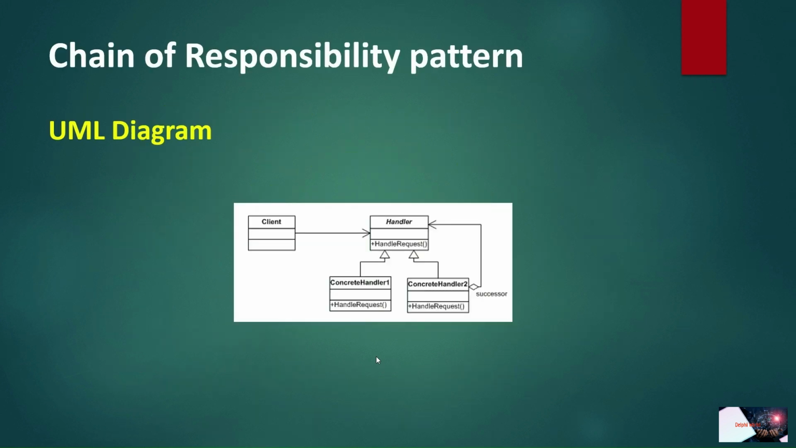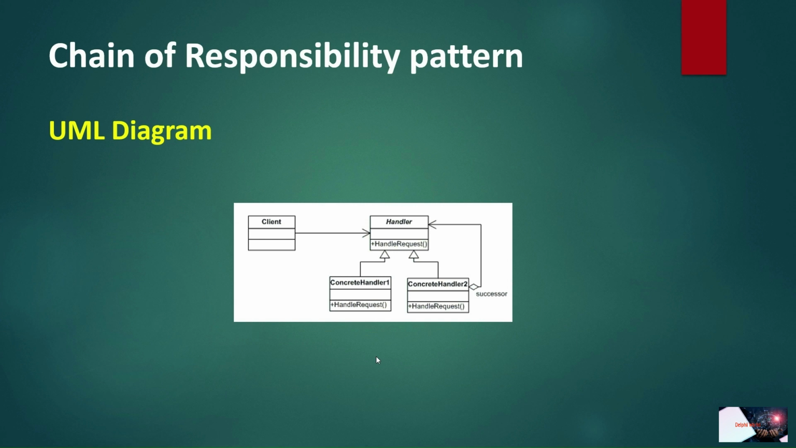Now here is the UML diagram. You can see it. So the client sends a request to the handler, and then here is the concrete handler too. And we can see the successor, right? Successor means we can set the successor of one object to another object.